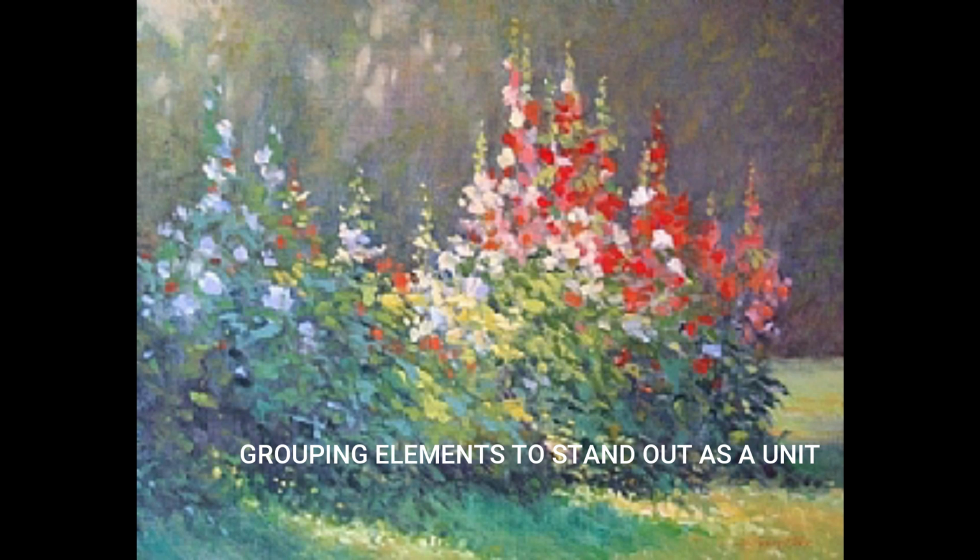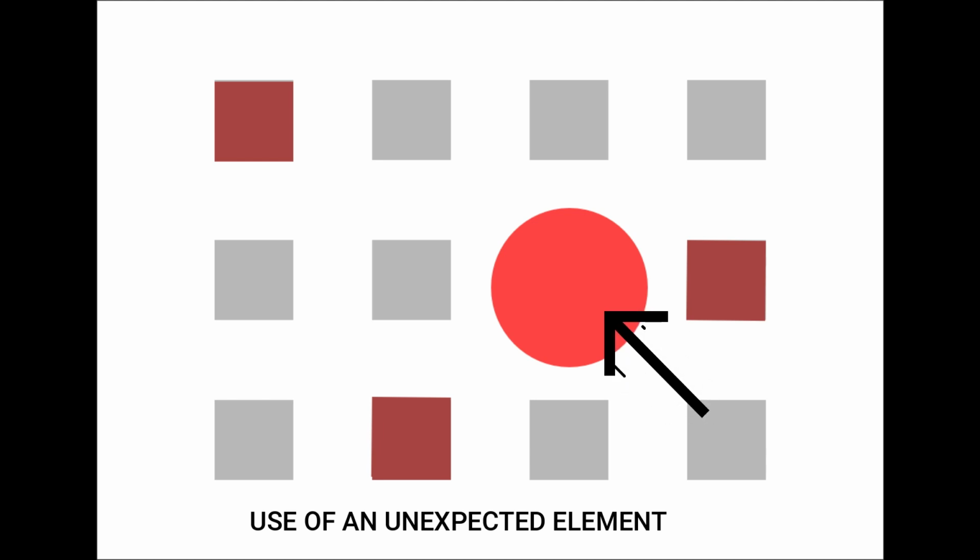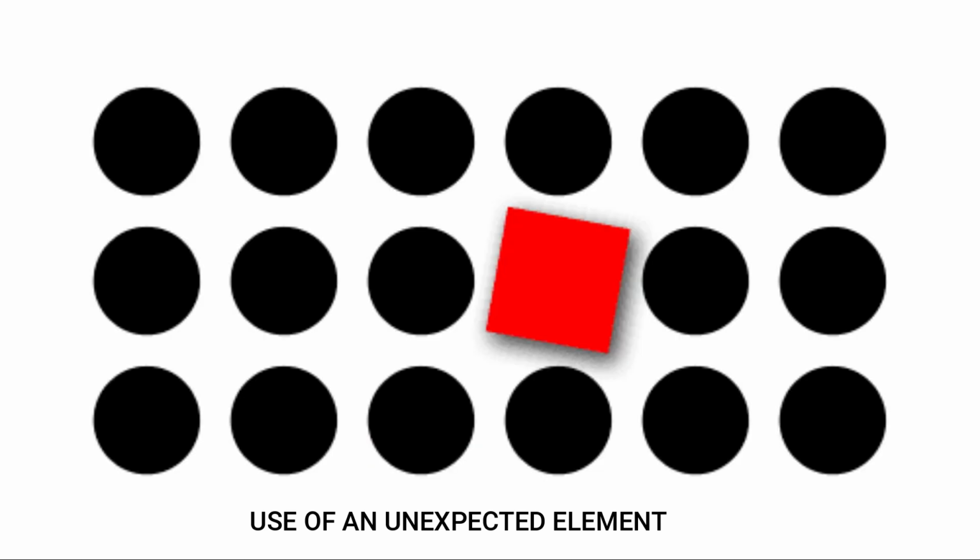seen. For example, the red flowers here are more visible as they are many and grouped together, as opposed to the individual flowers on the other side of the painting. Use of unexpected element is a third way of creating dominance, and this is where something different from the rest of the elements in the composition is used, like the square in this particular composition stands out from the circles.